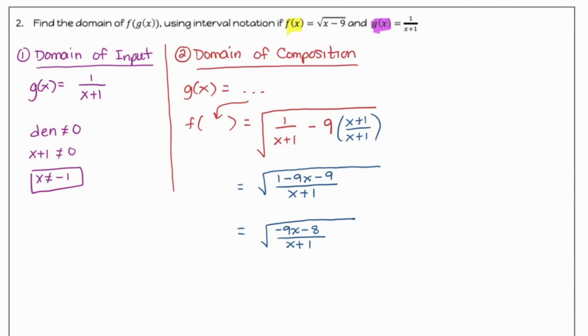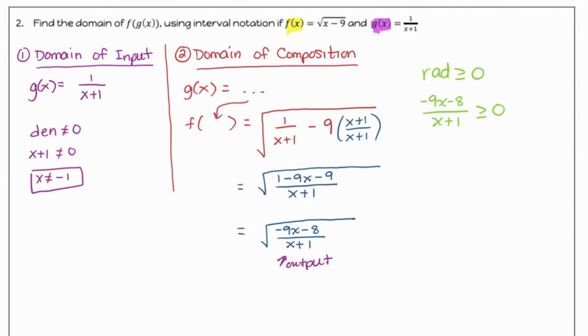Now that I have that, again, I ask myself, what is this output? Here's my output. I have a square root case. Since I have a square root case, that means to find the domain of this square root, the radicand must be greater than or equal to 0. Your radicand is the entire fraction.